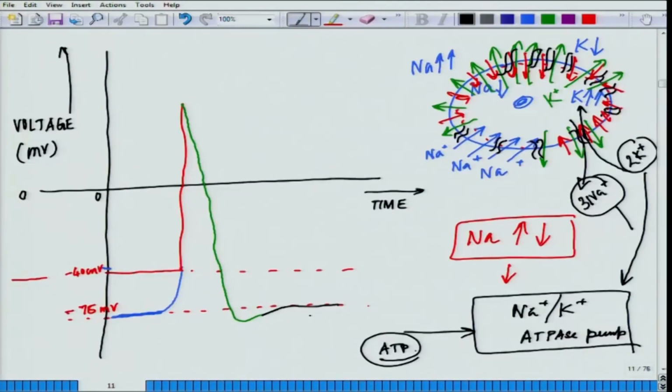And here let me highlight, this is the zone when pretty much no sodium channel can really open.